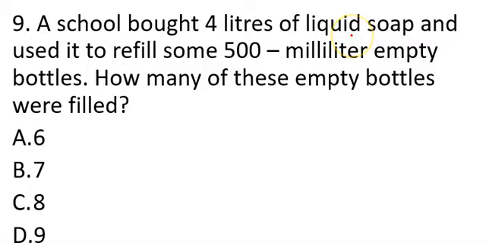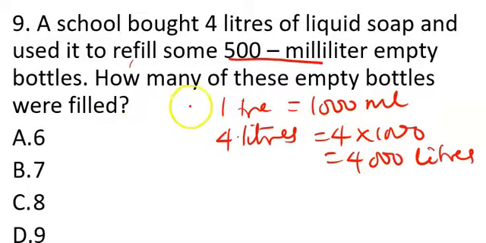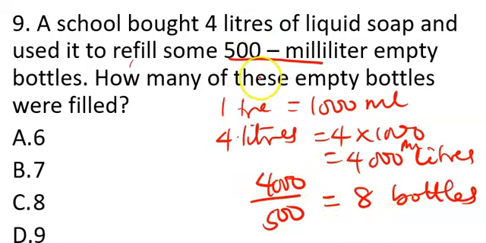A school bought 4 liters of liquid soap and used it to refill some 500 milliliter empty bottles. How many of these empty bottles were filled? So 4 liters and 500 milliliters. We need to convert the liters to milliliters. 1 liter is 1000 milliliters, so 4 liters is 4 times 1000, which is 4000 milliliters. To know the number of empty bottles, just divide by 500. So 4000 over 500 gives us 8 bottles, where each bottle can contain 500 milliliters. So the answer is C.